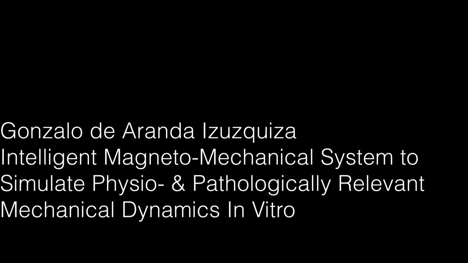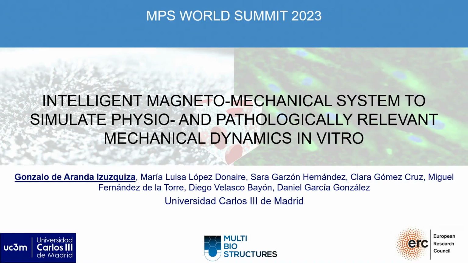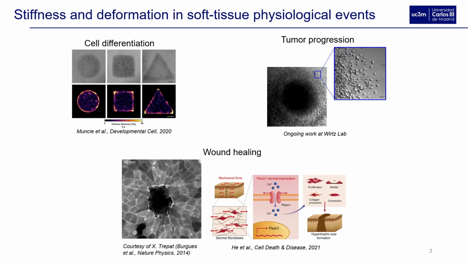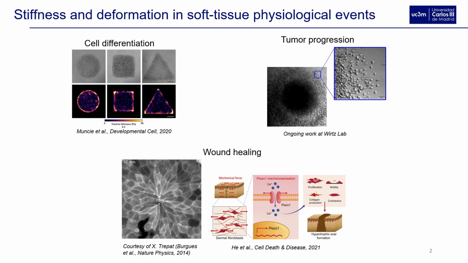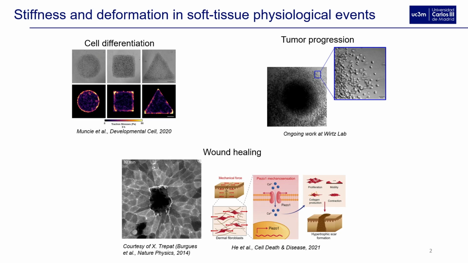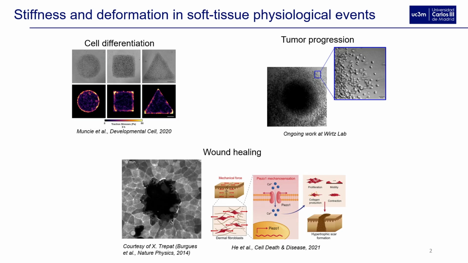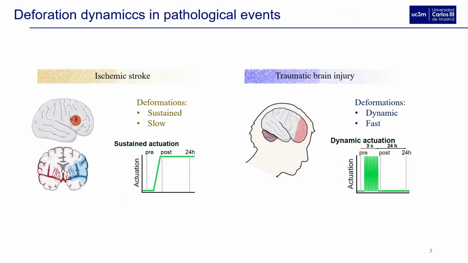So my name is Gonzalo Aranda, and I'm here to showcase our new technology, that is the intelligent magneto-mechanical system to simulate physio and pathologically relevant mechanics dynamics in vitro. Okay, so stiffness and deformation has a pretty important role in several physiological events, like cell differentiation into gastrulation type phenotype, tumor progression, like in epithelial mesenchymal transition, wound reepithelialization, and skin scar formation.